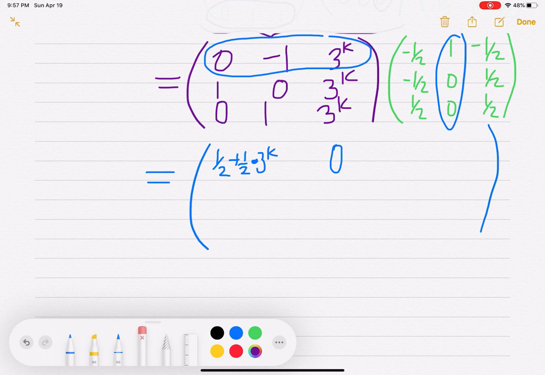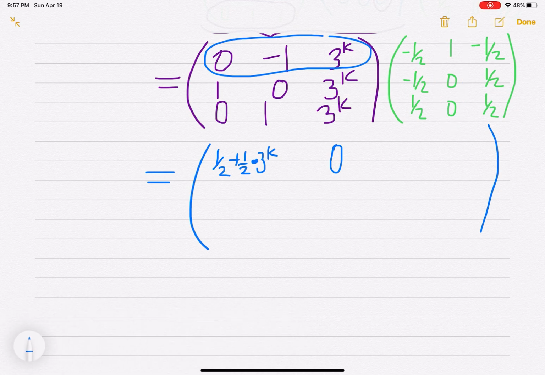Okay, can we get to this third column now? First row, third column. There we go. 0 times negative 1/2 is 0. Negative 1 times 1/2 is negative 1/2. And 3 to the k times 1/2 is 1/2 times 3 to the k. That should be a plus right there.